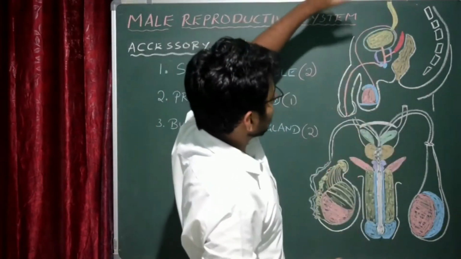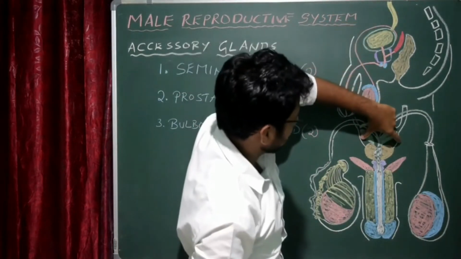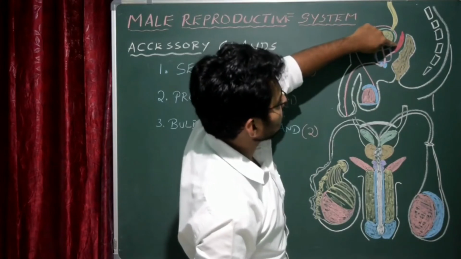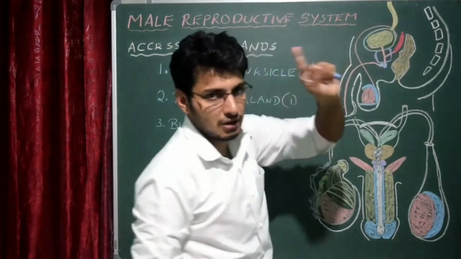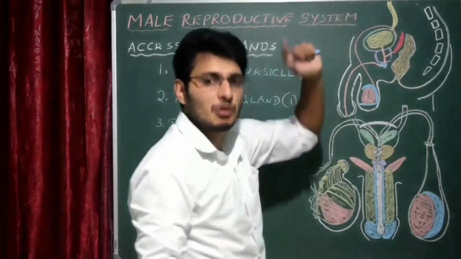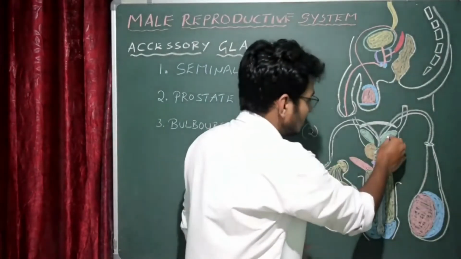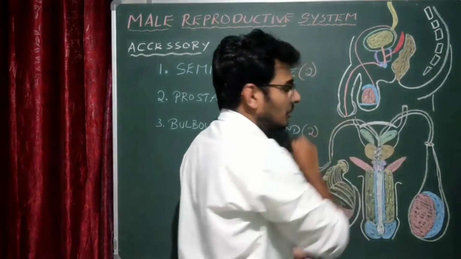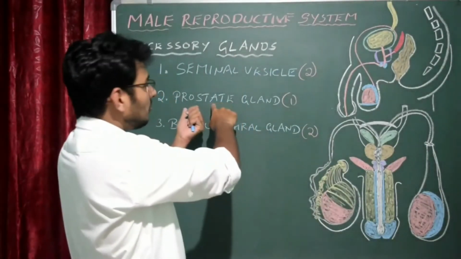See here, this is the urinary bladder. Here you could see only one seminal vesicle. The red one is one seminal vesicle, but on the other side one more is there. And here I have used green color; this is the seminal vesicle. How many are there? A pair of seminal vesicles, two are there.